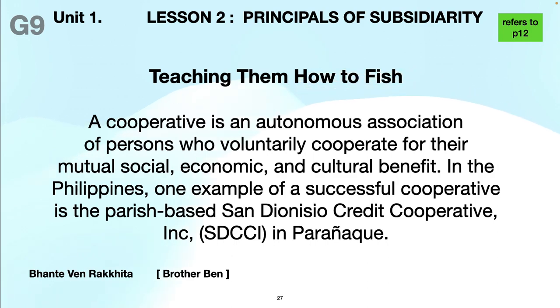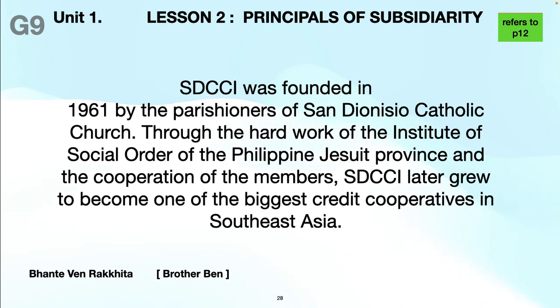A cooperative is an autonomous association of persons who voluntarily cooperate for their mutual, social, economic, and cultural benefit. In the Philippines, one example of a successful cooperative is the parish-based San Dionisio Credit Cooperative, Inc., SDCCI, in Parañaque. SDCCI was founded in 1961 by the parishioners of San Dionisio Catholic Church.